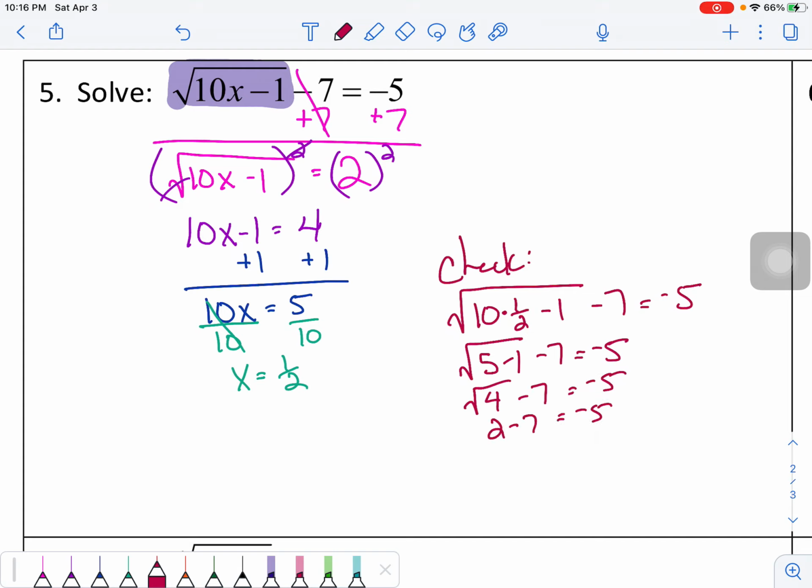There's a negative 5 that keeps coming down the side. 2 minus 7 is negative 5. And sure enough, I have a true statement. So yes, x is in fact equal to 1/2. If you gave me the answer of 0.5, it's the same thing.